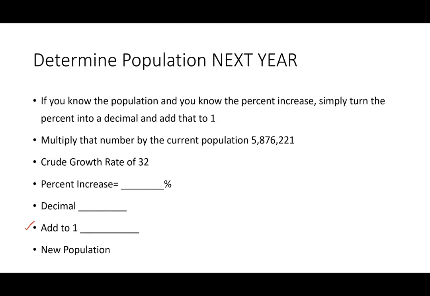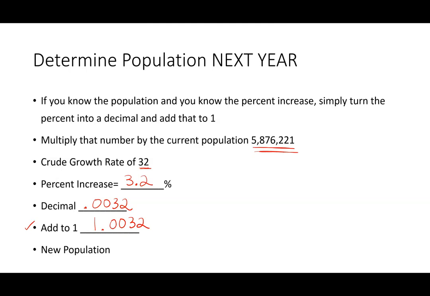So let's see what I know. I know that I have a crude growth rate of 32 people per 1,000. So to divide that by 10, my percent increase is going to be 3.2%. As a decimal, 0.0032. So again, this is what we've been doing, on and on. Now, why do I add a 1 to that? Well, I'm going to do 1.0032 because that is taking into account the population and then adding the percent increase or this amount of increase.